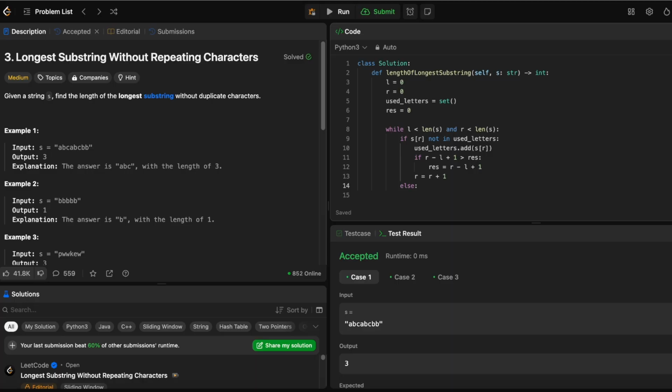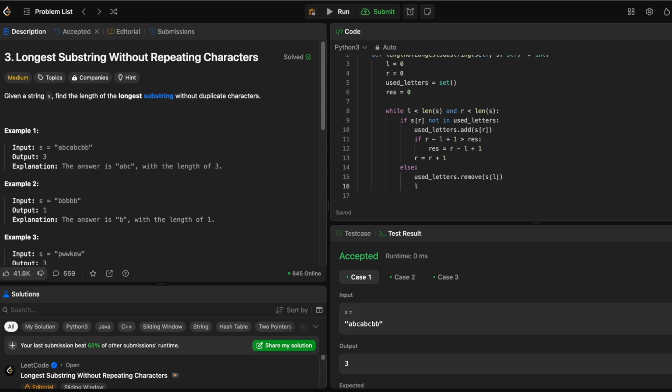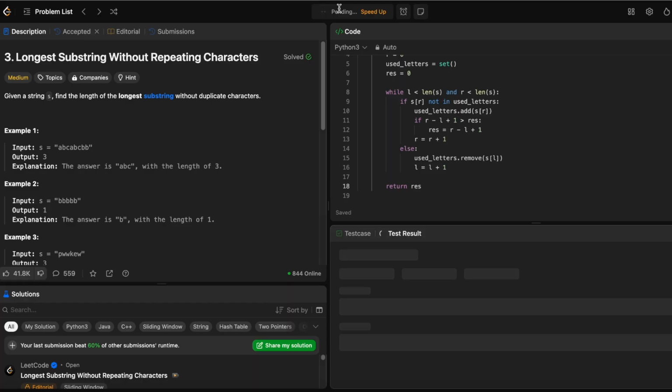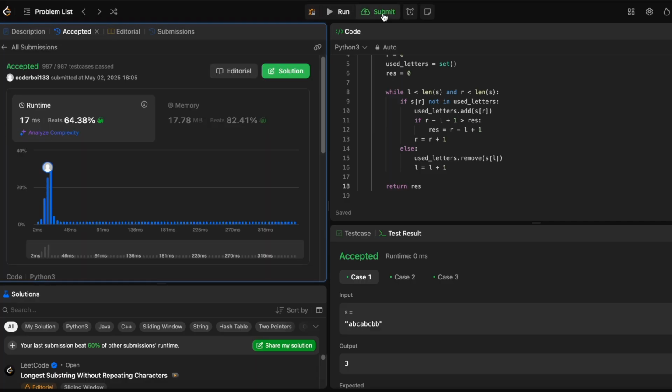But what if the right character is within the set? That means that we have a duplicate within the current substring, and we have to remove that duplicate. We do that by moving the left pointer. We always move right. We never go back. So we say used letters is going to remove the current element at L, and then we update L to be L plus 1. And that's the algorithm. We keep doing this until we find the proper substring, whose length is stored in res. So let's run it. And it works, so let's submit. It passes everything, and that's the solution.